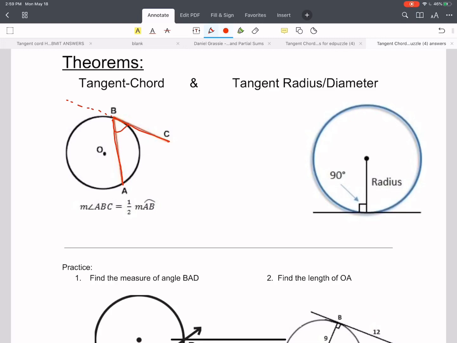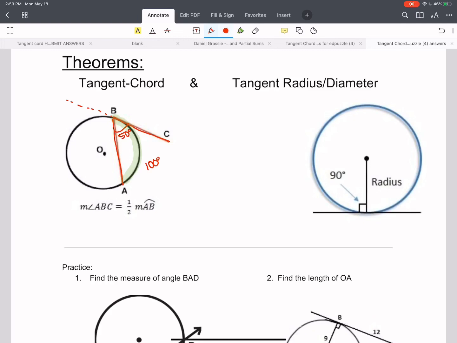theorem. So whatever this arc is, so let's say this arc, this part right here, it can be anything, but let's say it's 100 degrees. If that's 100 degrees, then this little angle in here will have to be 50. And that's how that works.